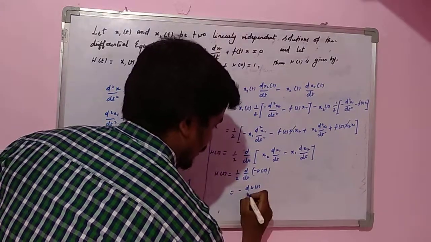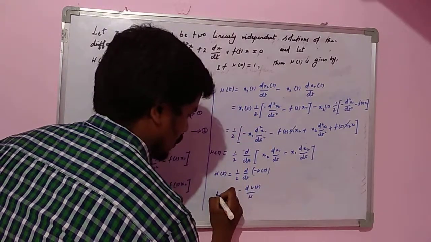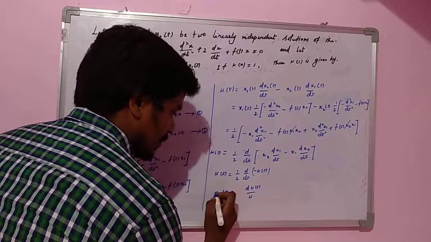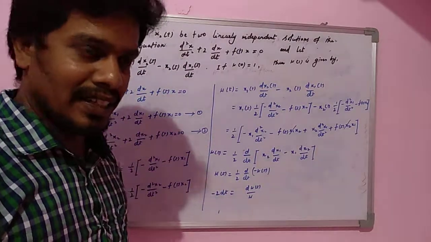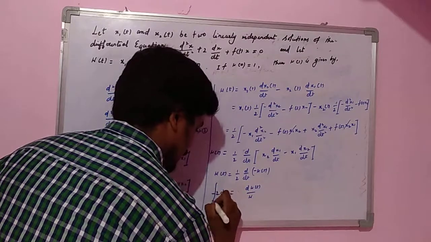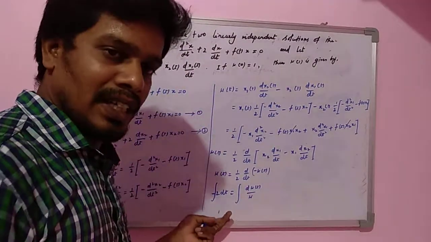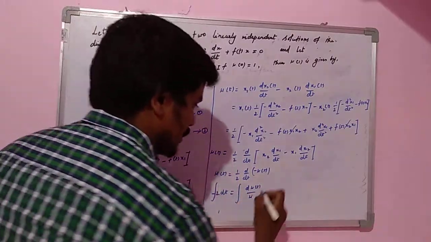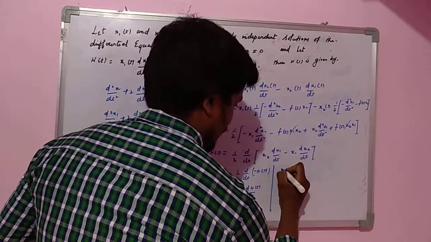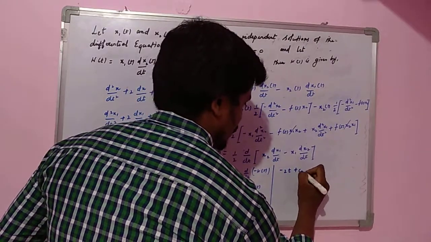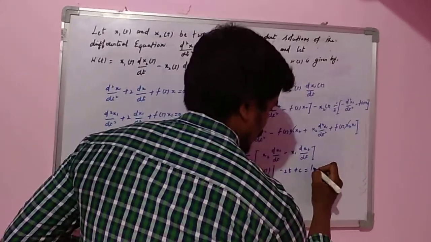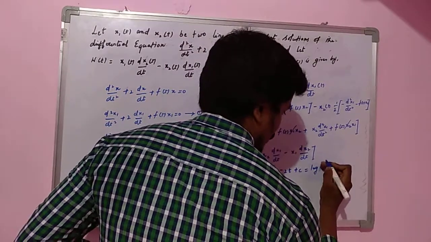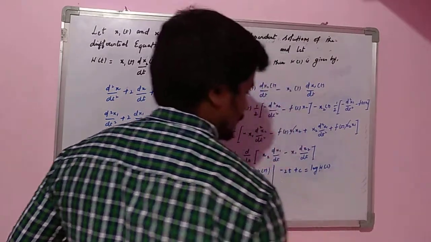dw of t divided by w is equal to minus 2 times dt. Now you can bring the minus also here. Take the integration on both sides. We don't know the limits, it's an indefinite integral. So if it is an indefinite integral, you have to add some constant. So the integration value is minus 2t plus some constant c, which should be equal to the integral of dw by w, it's log w, so log w of t.